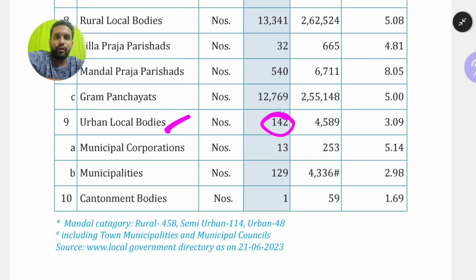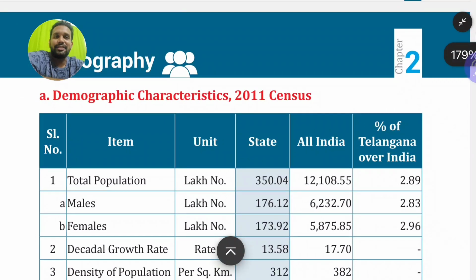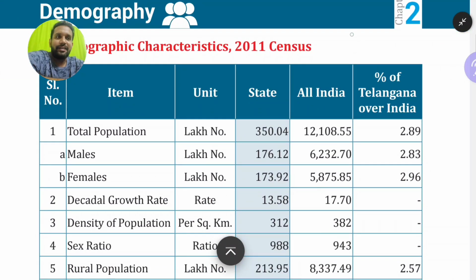totally we have 42, whereas corporations, the bigger municipalities are called corporations, which are 13 in number, whereas in municipalities we have 129. Cantonment army areas are there. Near my area also, in Tolichoki, Mehdipatnam, we have the army area. So to govern all the army areas of Hyderabad city, we are having one cantonment board. I remember this point. Now let us see the demographic characteristics of Telangana in India comparatively.